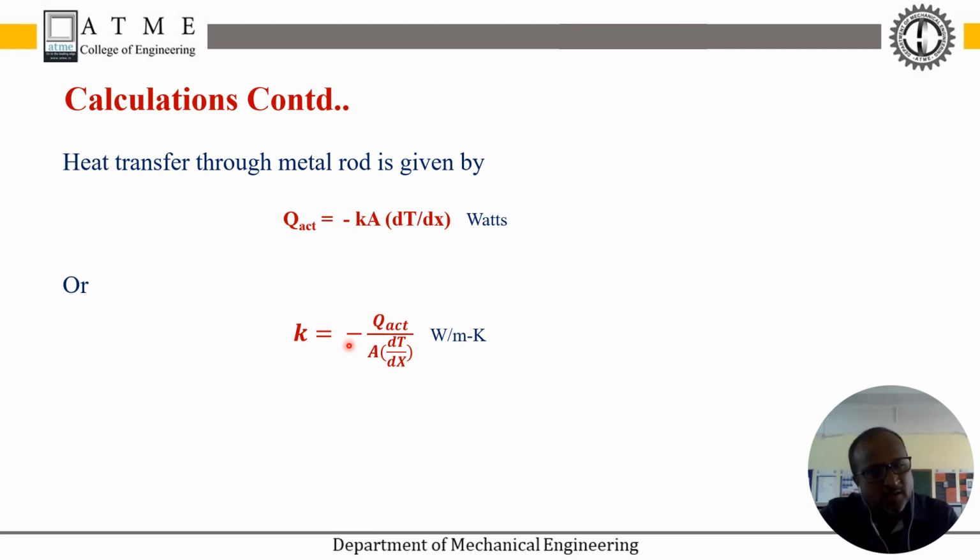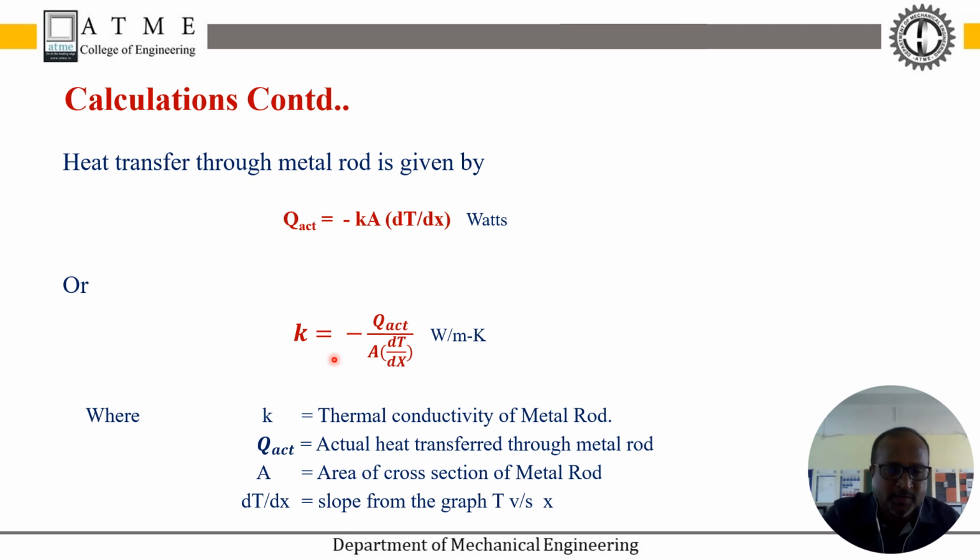Why this minus equation? I have explained it in the theory class. You just refer those things. Okay. Now my intention is to find out k. To find out k, I need q, a and dt by dx. All these three I know already. I will substitute all those things and find out k value.